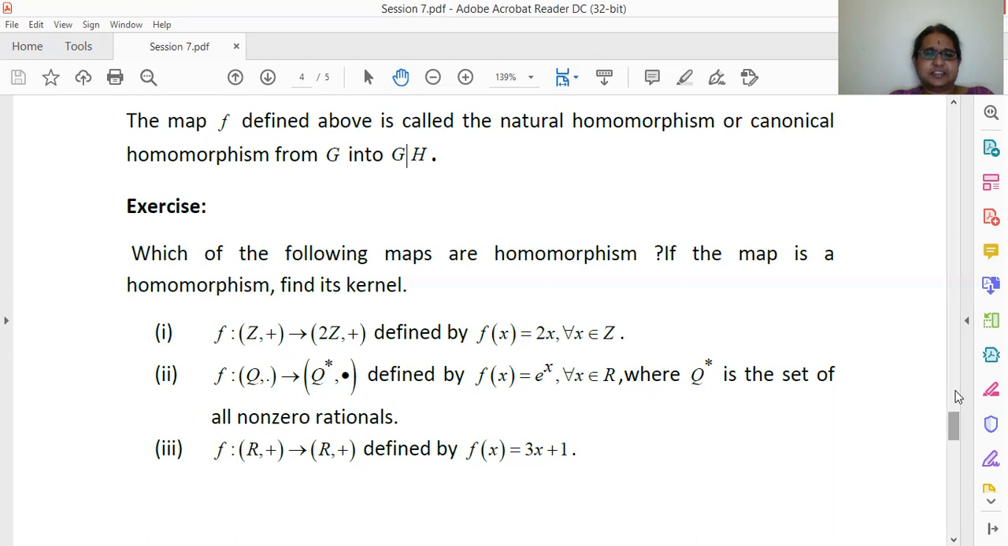And in this session, in the theorems, we have used the quotient group and the normal subgroup, and the relation between them. We defined the mapping from group G into the quotient group G dash, and we have shown that it is a homomorphism. This type of homomorphism is known as a natural homomorphism or canonical homomorphism.